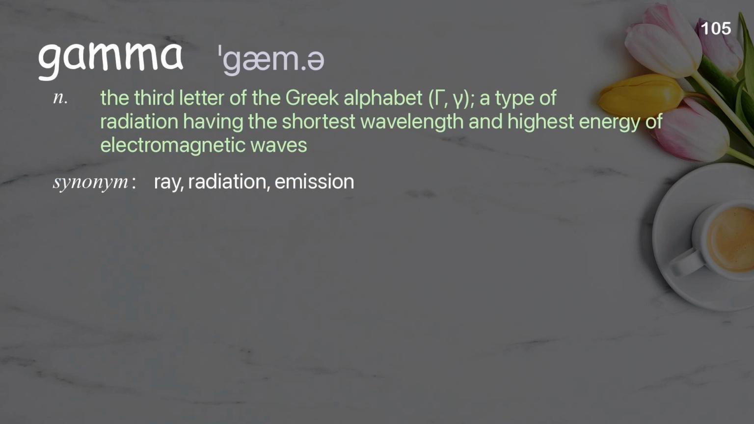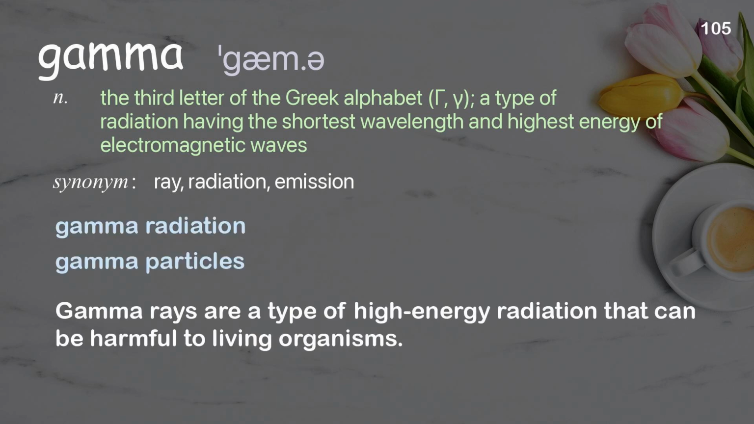Gamma. The third letter of the Greek alphabet, gamma. A type of radiation having the shortest wavelength and highest energy of electromagnetic waves. Examples: Gamma radiation. Gamma particles. Gamma rays are a type of high-energy radiation that can be harmful to living organisms.